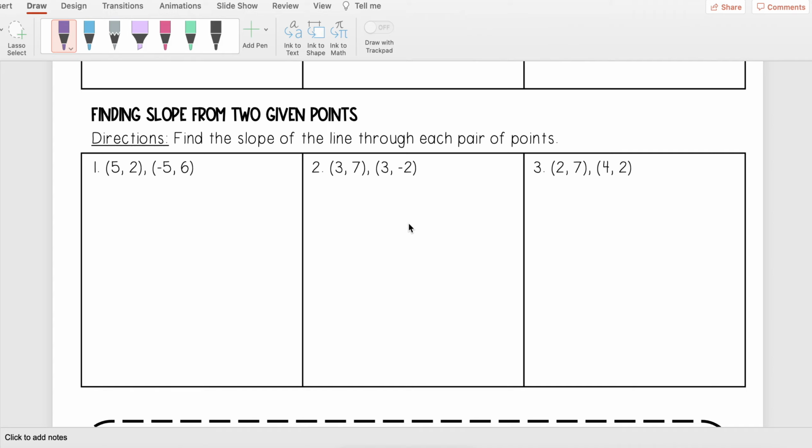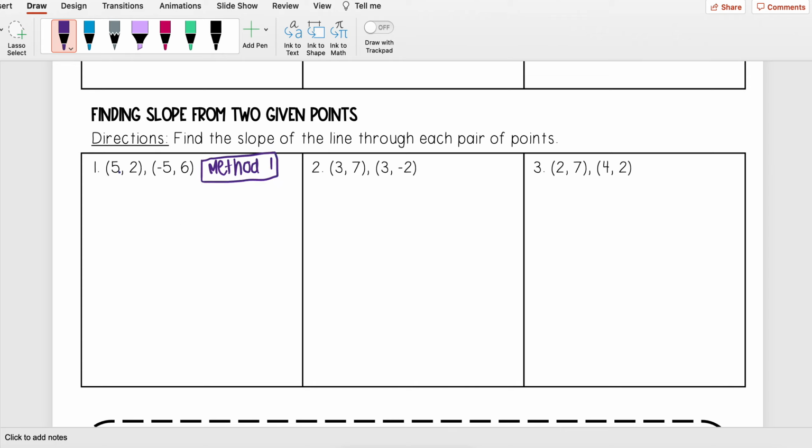In this video, we're going to be looking at finding slope from two given points. The directions here are to find the slope of the line through each pair of points. I'm going to show you two different methods that you can use, and I'm okay with you using either. You just use the one that works best for how you think through these problems. The first method is the stacking method, so I'm just going to call that method 1.